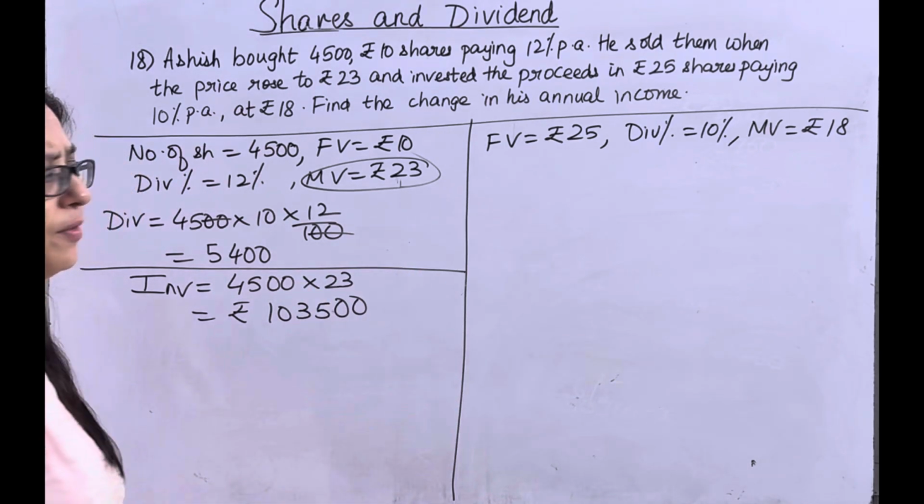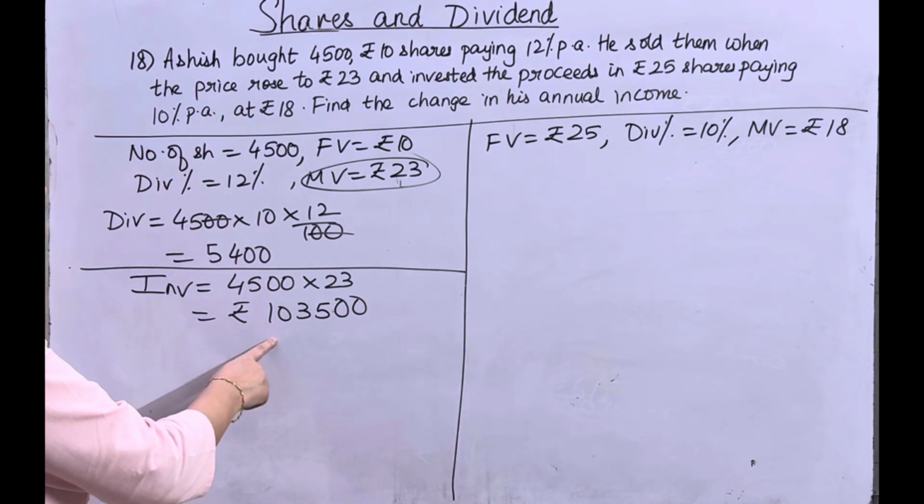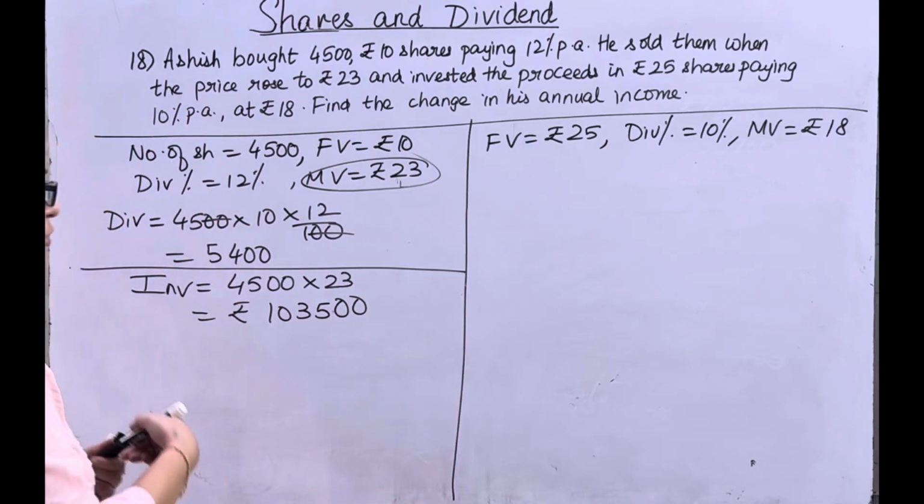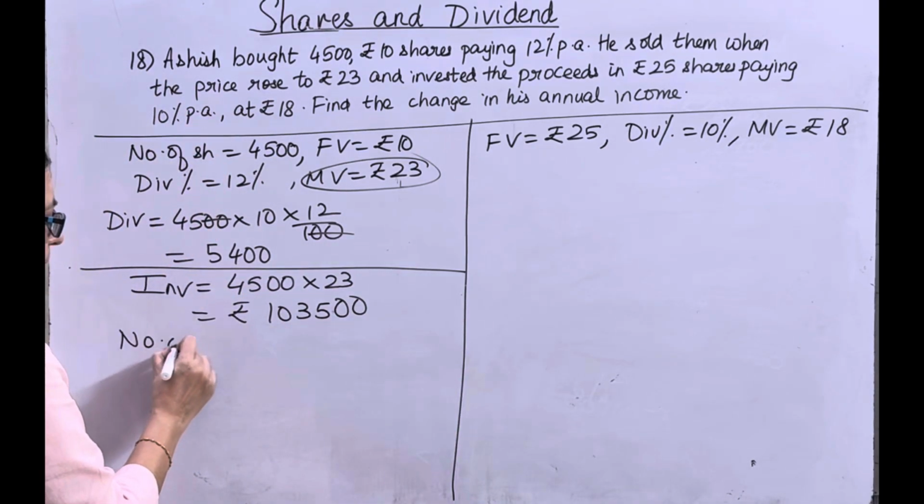They have not given the number of shares. We know the investment, we know the market value. So let's find the number of shares first.